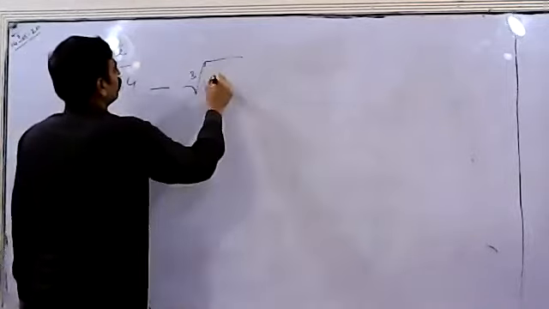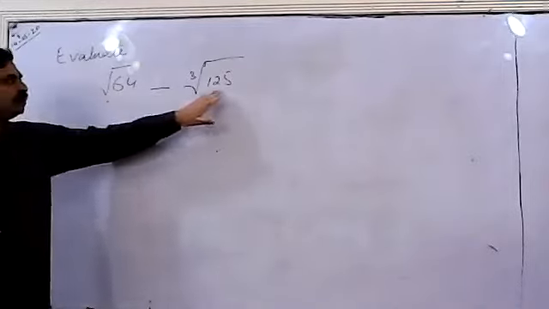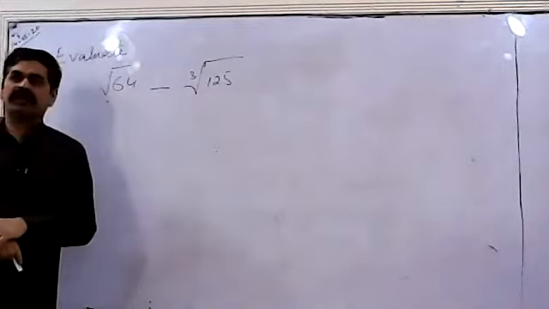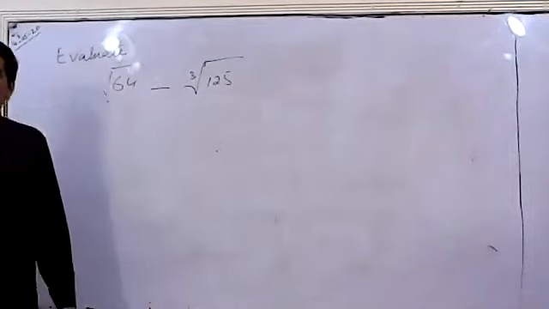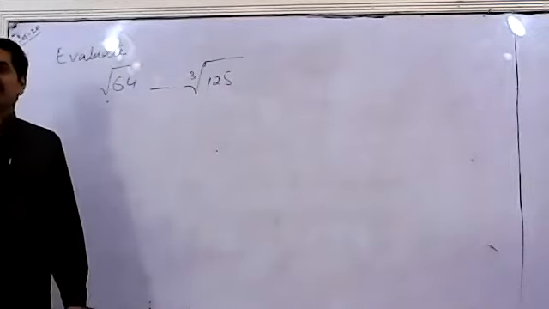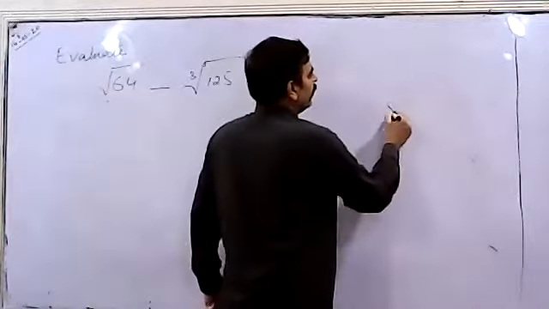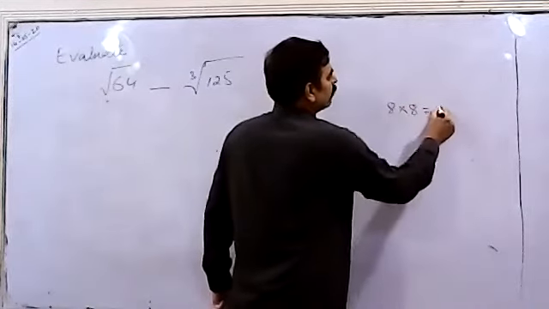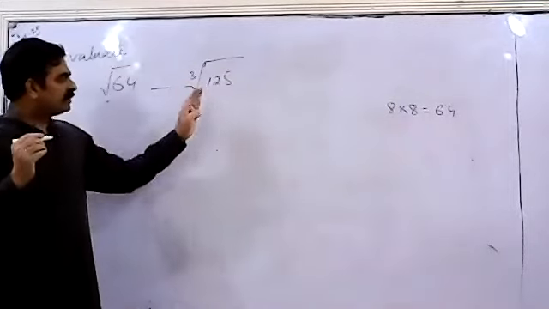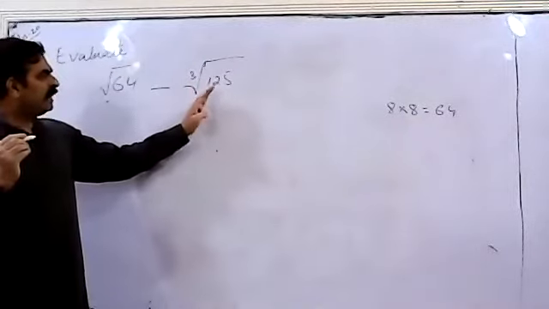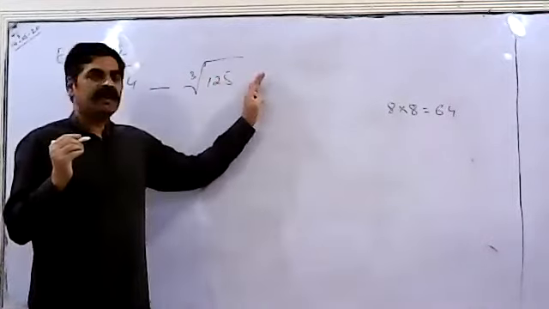Students, the question is the square root of 64 minus the cube root of 125. When we talk about square root, the same value is multiplied 2 times. 64 means 8 multiplied by 8 equals 64. If we write 125, the same value will be multiplied 3 times: 5 multiplied by 5 multiplied by 5.